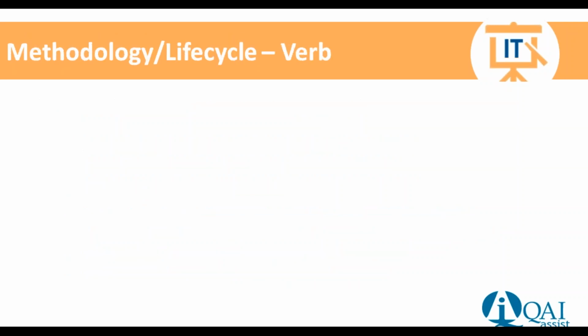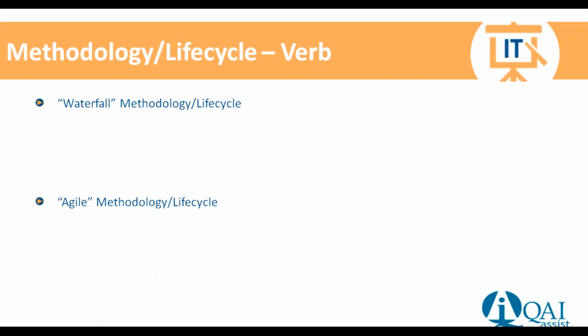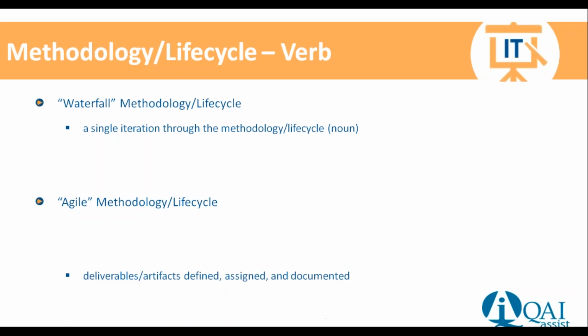Okay. Now that's different than methodology, the term methodology lifecycle in the context of a verb. I'm going to cite a couple. You may have heard of waterfall or agile. And these are, I guess, the opposite ends of the pendulum. When we're talking about waterfall, it's basically a single iteration through the methodology or life cycle in the context of a noun. So you're going to have the life cycle, you're going to go through the phases. You're going to do the deliverables of each phase in sequence until you have done one iteration of the life cycle, and then you will be complete.